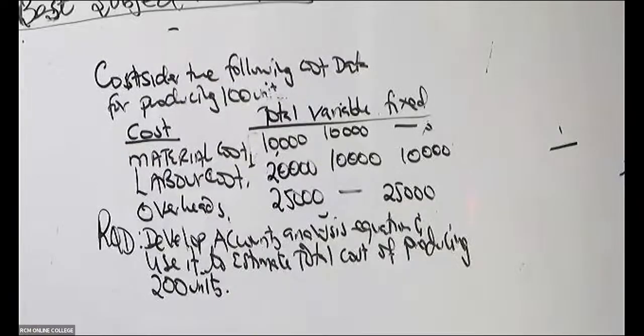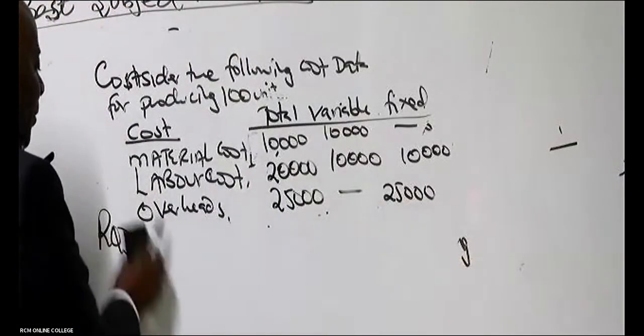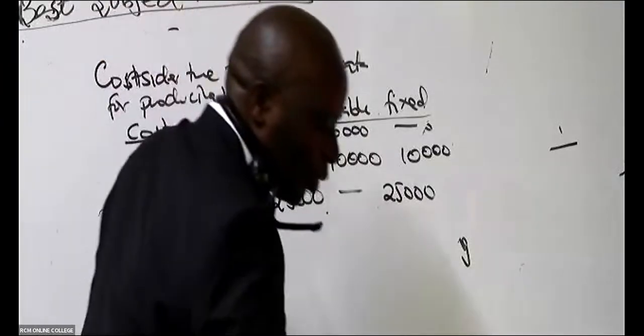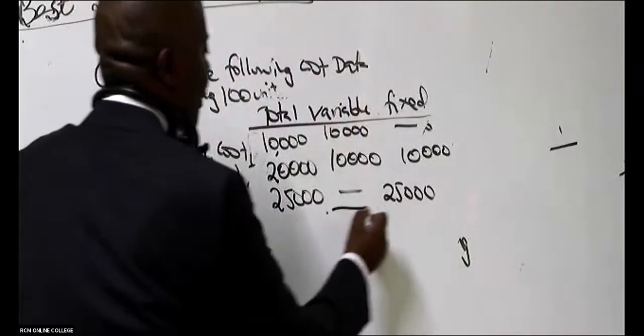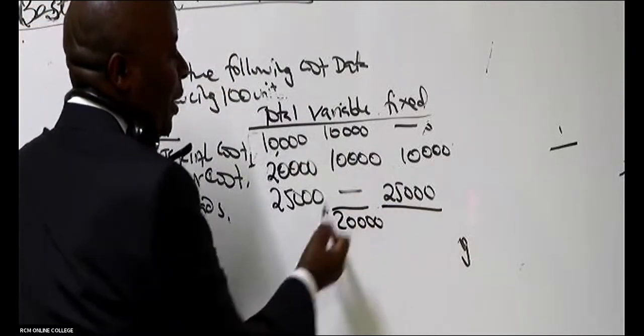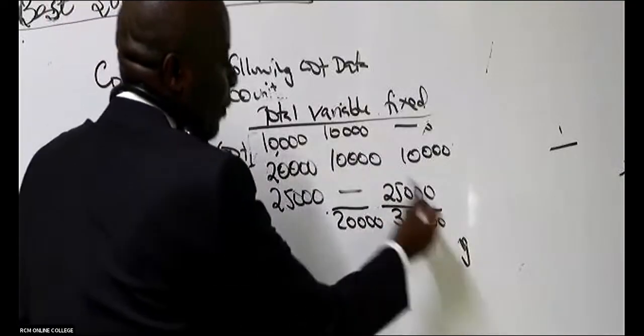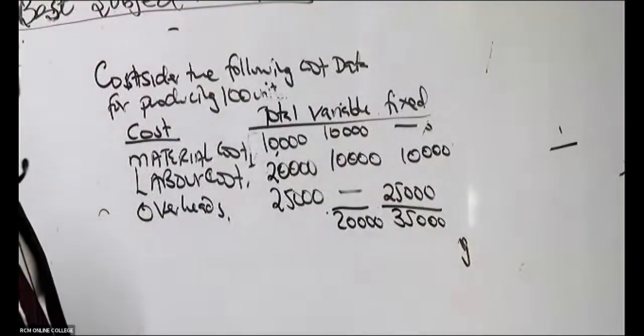Now from there, come and give us the total variable cost and the total fixed cost. Total variable will be 20,000. How about total fixed? 35,000, isn't it? Thank you very much.